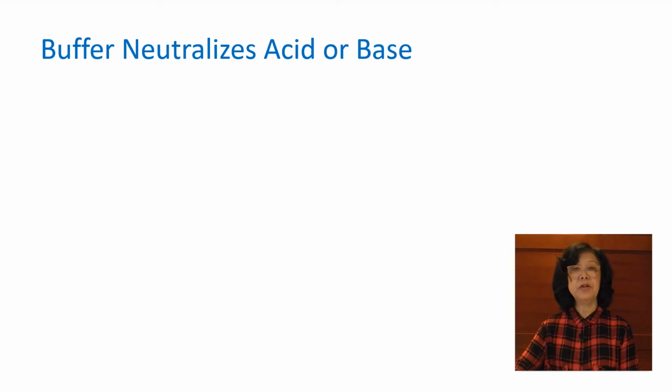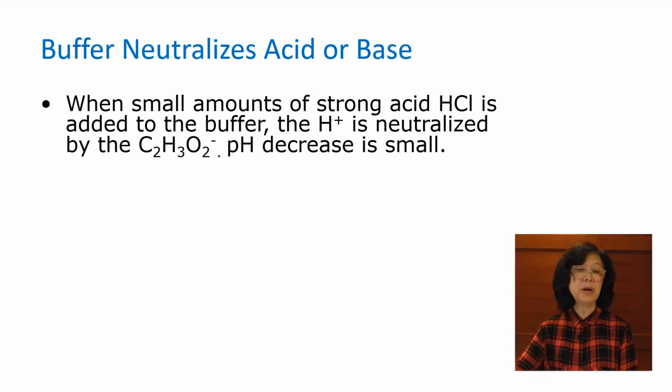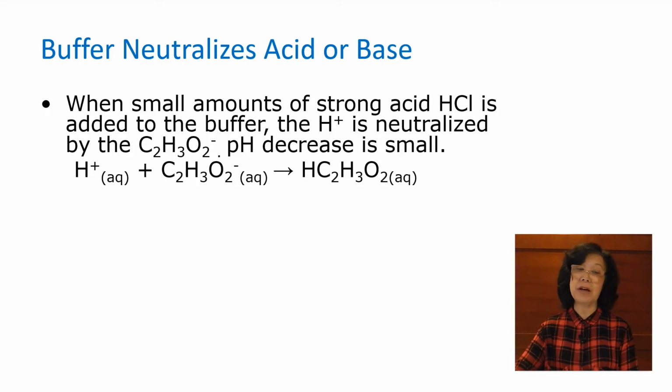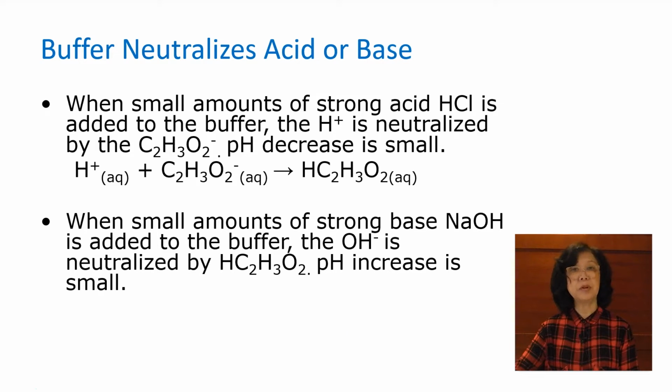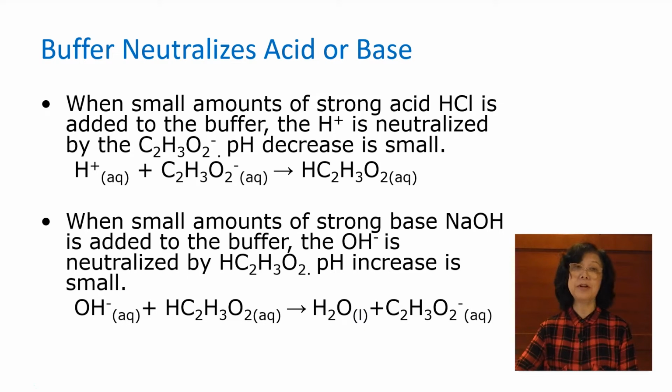Now the buffer would neutralize any added strong acid or base in small amounts. When a small amount of hydrochloric acid, the hydrogen ion, is added to the buffer, it will be neutralized by the A-, the acetate ion, so the pH decrease will be small. Look at the equation, H+ neutralized by acetate ion to form acetic acid. Now, when small amounts of strong base like sodium hydroxide is added to the buffer, the hydroxide ion is neutralized by the acetic acid and the pH increase is small. So look at the following equation, hydroxide ion and acetic acid to make water and acetate ion.